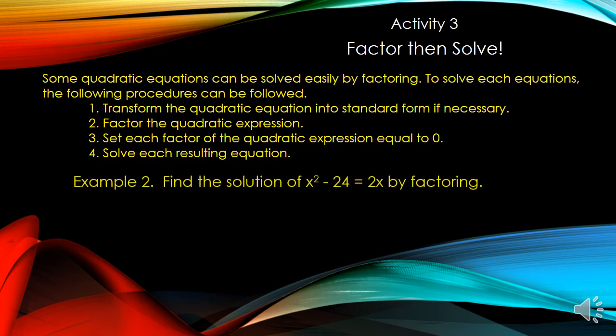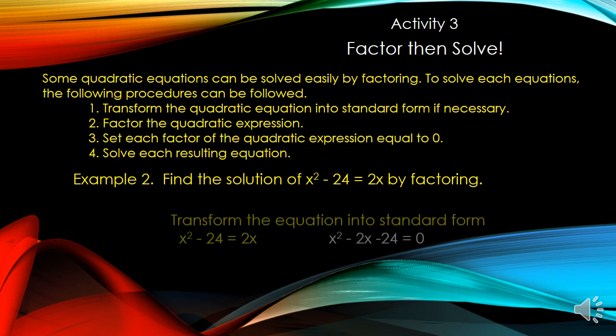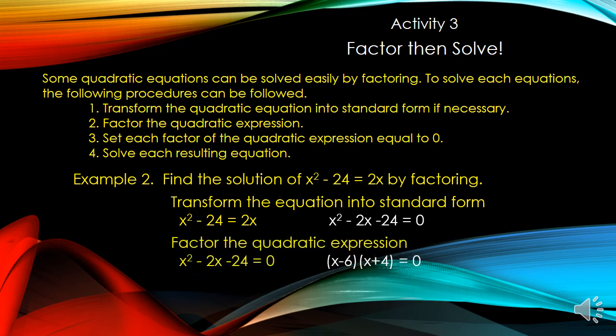Example number 2. Find the solution of x squared minus 24 equals 2x by factoring. Again, in standard form, it is equal to x squared minus 2x minus 24 equals 0. Step number 2, factor the quadratic expression x squared minus 2x minus 24. The pair of factors is x minus 6 and x plus 4.